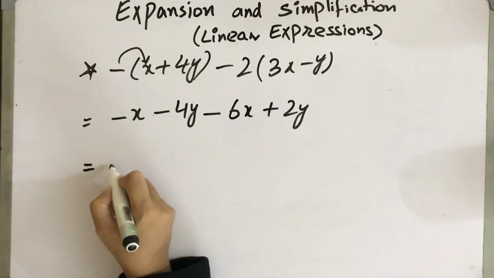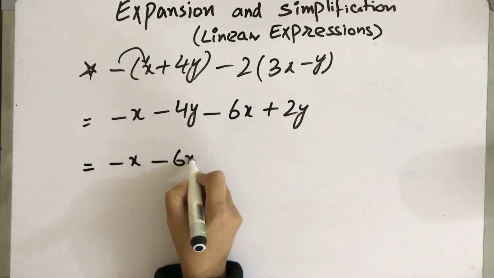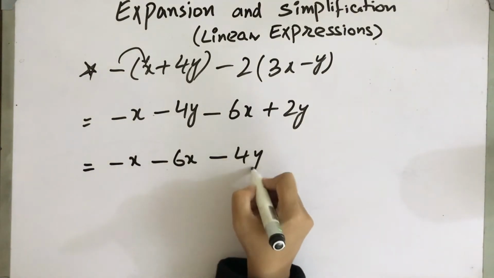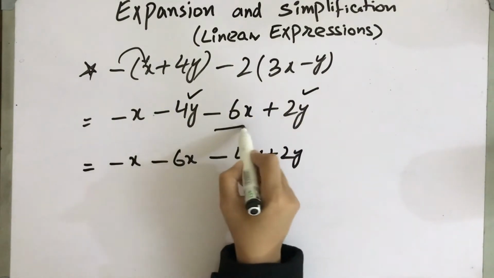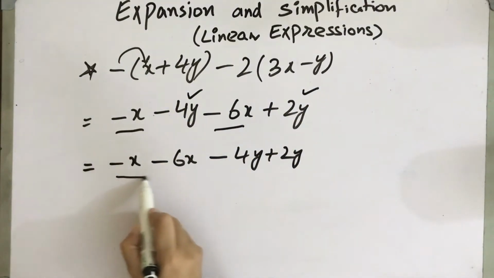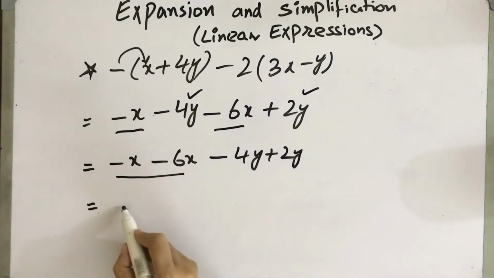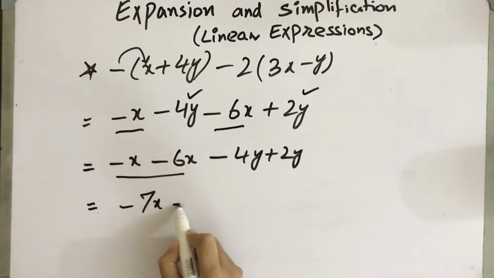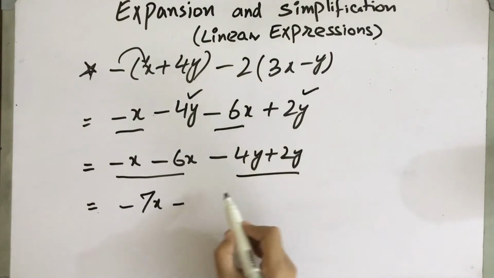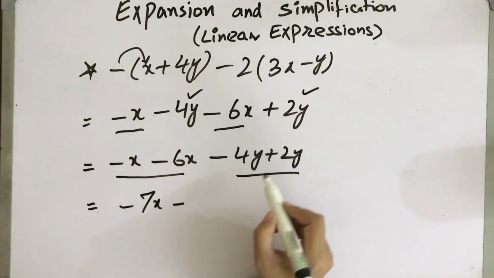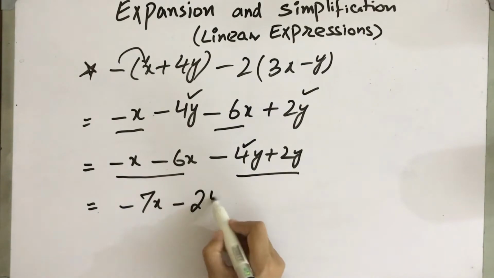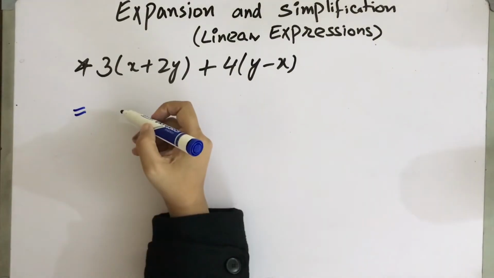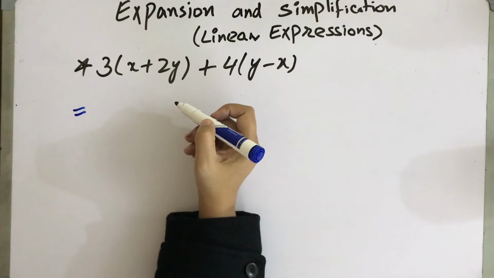I shall arrange minus x minus 6x minus 4y plus 2y. Y with y like term and x with x like term. Both x are negative, they have same sign, we shall add, we shall have minus 7x, and both y's have opposite sign, we shall subtract. 4 minus 2 is 2, with the negative sign, as bigger number is negative, so our answer will be negative. We shall first expand it, then arrange it, and then we shall simplify.